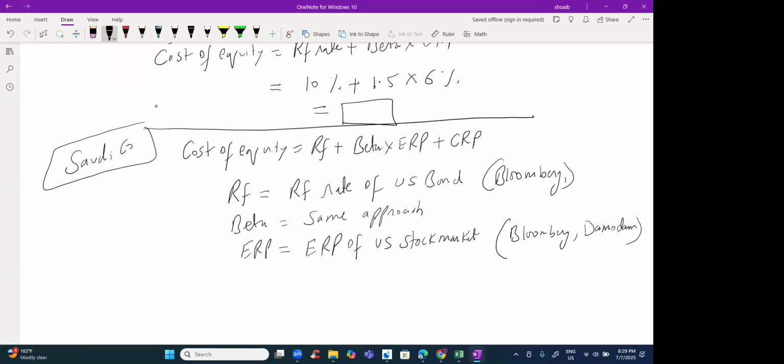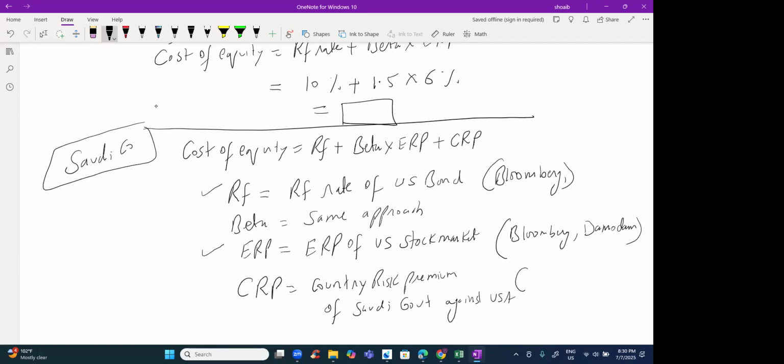When you Google it, you can go to the professor's website and open the equity risk premium. But the problem is, this is for the US government. Then you will add the country risk premium of the Saudi government against the US.